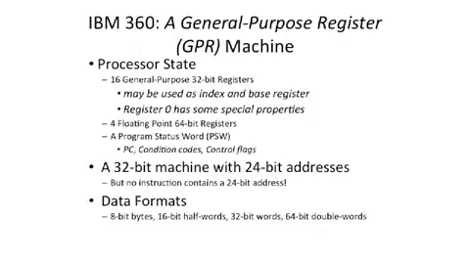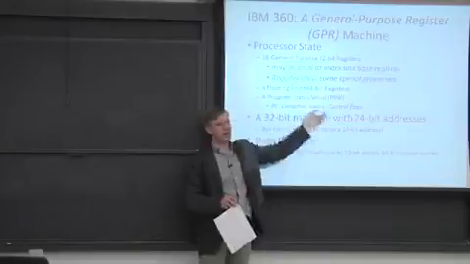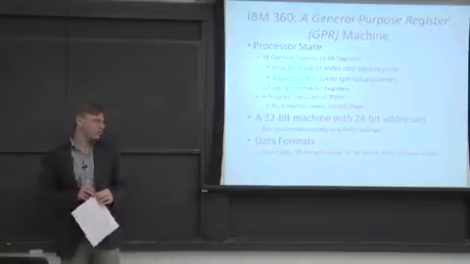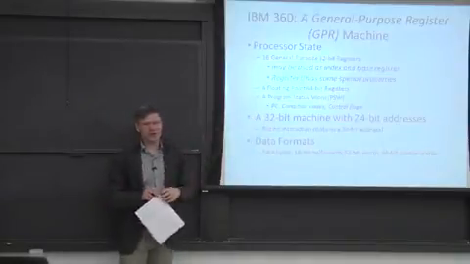The IBM 360 is a general purpose register machine, and we'll talk more about that later in this lecture. But to give you an idea, this is what the programmer saw, or what the software system saw. This isn't what was actually built in the hardware, because that would be a microarchitecture constraint. But the processor state had 16 general purpose 32-bit registers. It had 4 floating point registers. It had condition codes and control flags. And it was a 24-bit address machine.